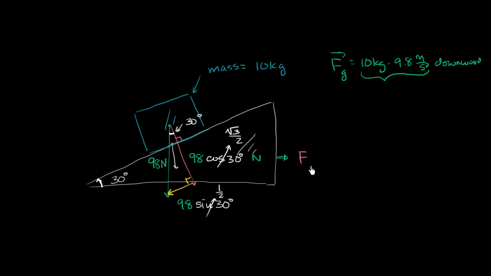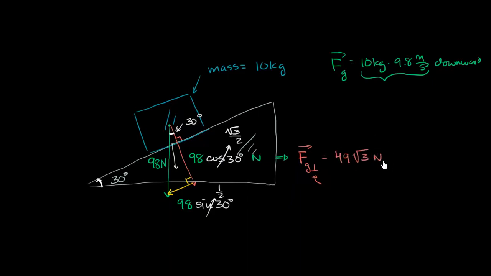The component of gravity that is perpendicular to the plane, and this kind of implicitly gives us the direction. It's perpendicular to the plane. The force component of gravity that's perpendicular to the plane is equal to 98 times square root of 3 over 2. 98 divided by 2 is 49. So it's equal to 49 times the square root of 3 newtons.